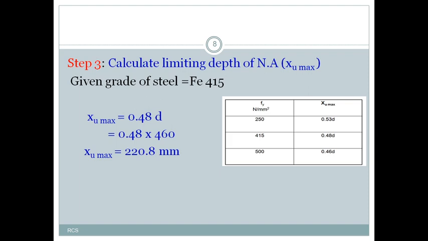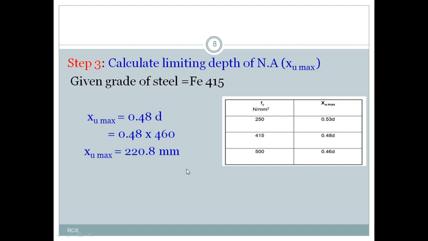As I told you, the limiting depth of neutral axis depends upon the grade of steel. There is a ready-made formula for calculating limiting depth of neutral axis as per IS 456-2000. The given grade of steel is Fe415, and the corresponding limiting depth of neutral axis is 0.48 D. So now substitute the D value and calculate the limiting depth. Xu max equals 0.48 D, that is 0.48 multiplied by effective depth, and the effective depth given in the problem is 460. So the value of Xu max is 220.8 mm. After calculating, we obtain the Xu max value as 220.8 mm.